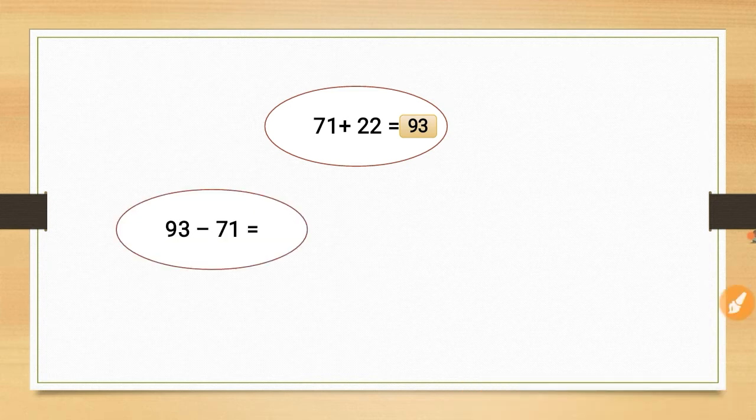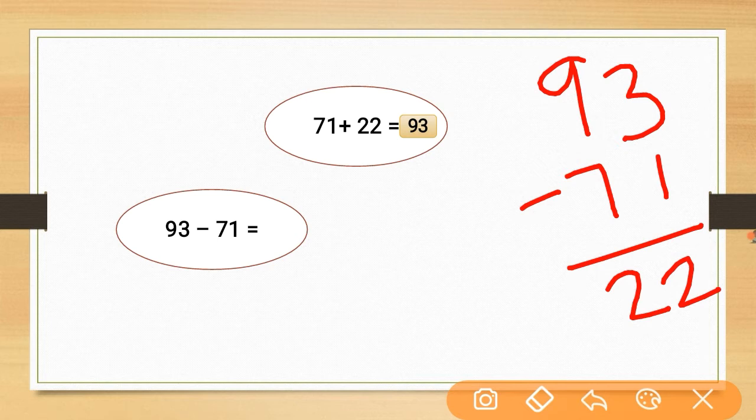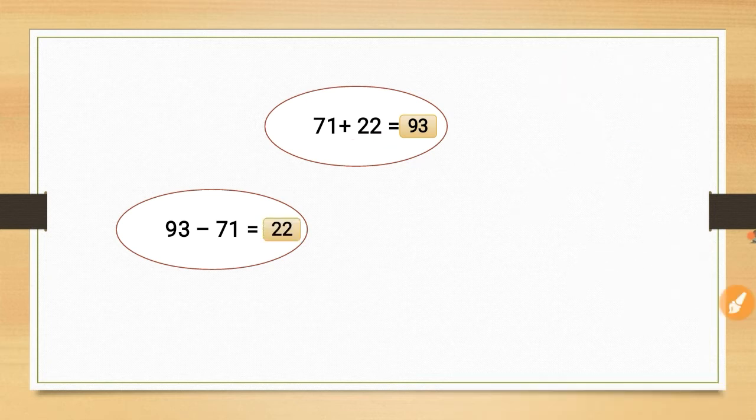93 minus 71. So let us subtract this. 93 minus 71. 3 minus 1 is 2. 9 minus 7 is 2. Here we will get the answer 22. And if you observe here, the other number is also what? 22. It means when we subtract one number from the sum, we get the other number as a difference. Okay. So our answer here is 93 minus 71 is equal to 22.